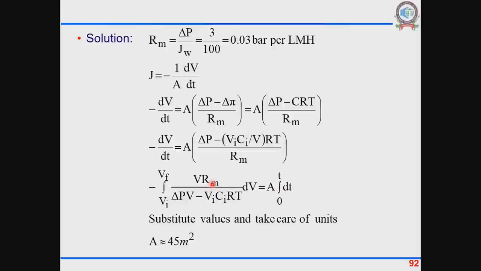You might like to use the calculator, but take care of units. This volume is given in liters. Rm is given in terms of bar per lmh. Delta P is given in terms of bar. Ci is given in terms of gram mole per liter, or molar. For R you have to take care so that you will get units of pressure correctly. Or if you are using R in SI units, divide by the conversion factor 1 into 10 raised to 5. So substitute and you will find that the area required is about 45 meters square.